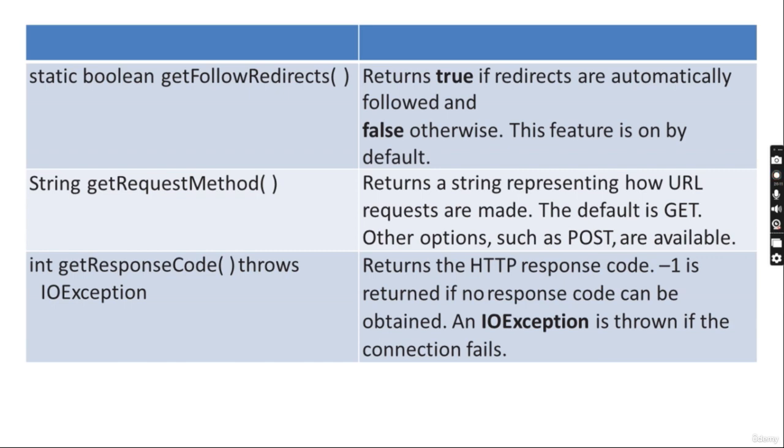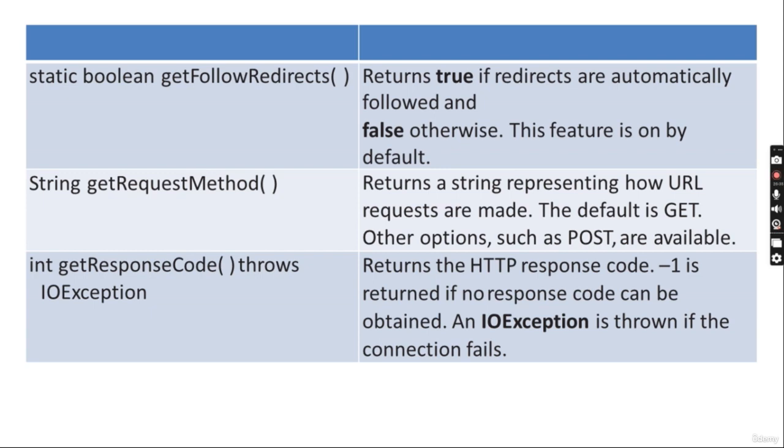Sample methods are: static boolean getFollowRedirects returns true if the redirects are automatically followed and false otherwise. This feature is on by default, so redirects are automatically followed. String getRequestMethod returns a string representing how URL requests are made. The default method is GET. Other options such as POST are also available.